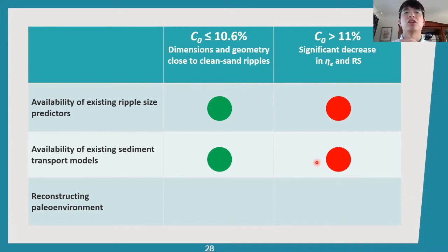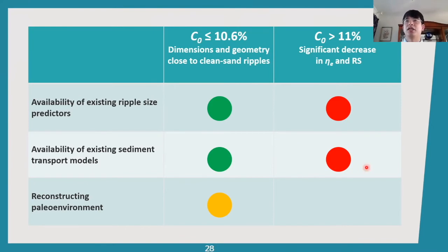want to reconstruct the paleo environment using these ripples, we must be careful, because if we find clean sand ripples, we need to check the layer just below the ripples. If we can find there is clay content in the layer, we must bear in mind that these ripples could possibly have been generated in a muddy environment instead of the clean sand environment, even though you found clean sand ripples.